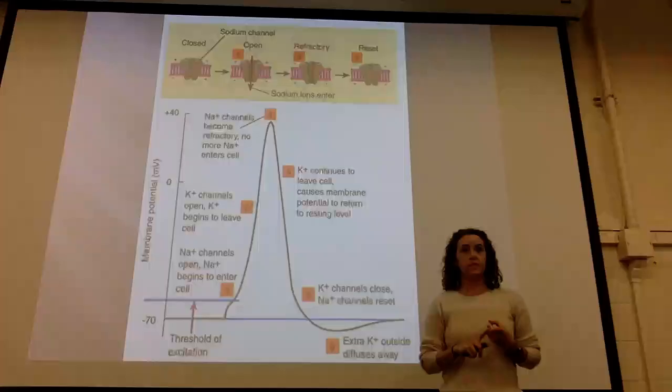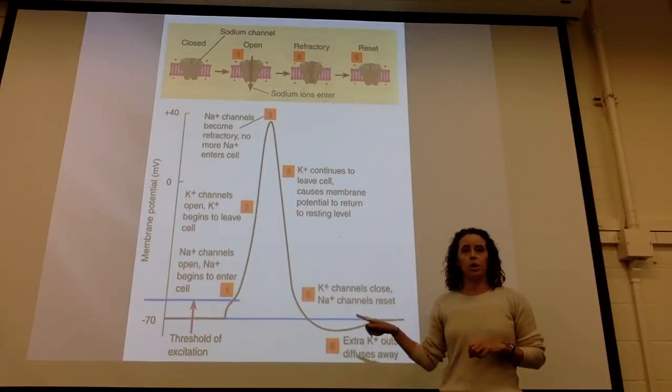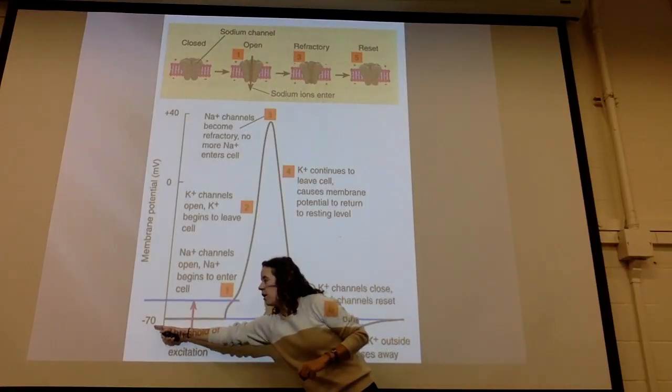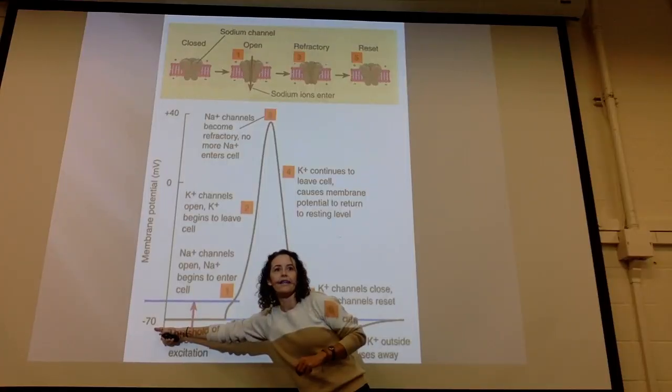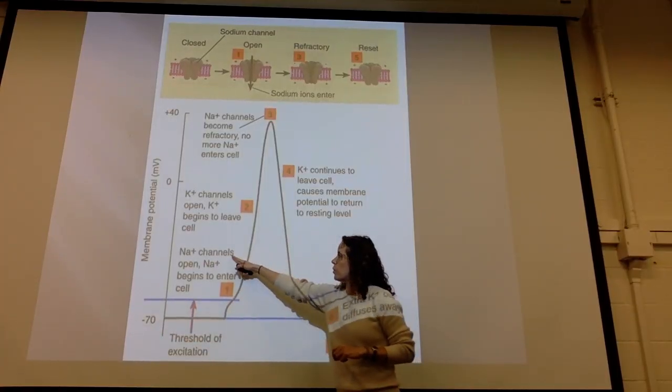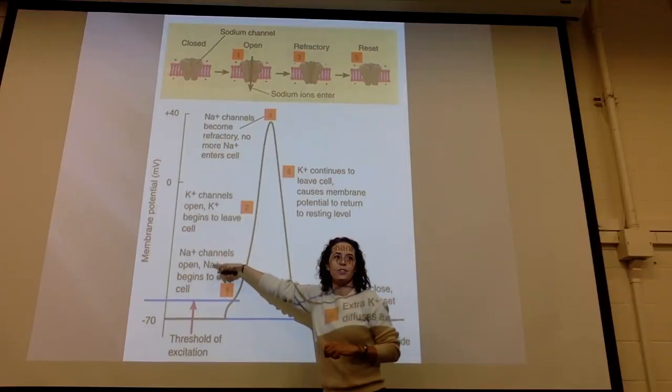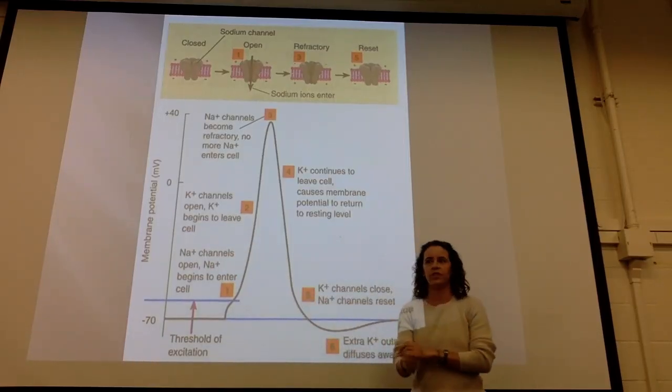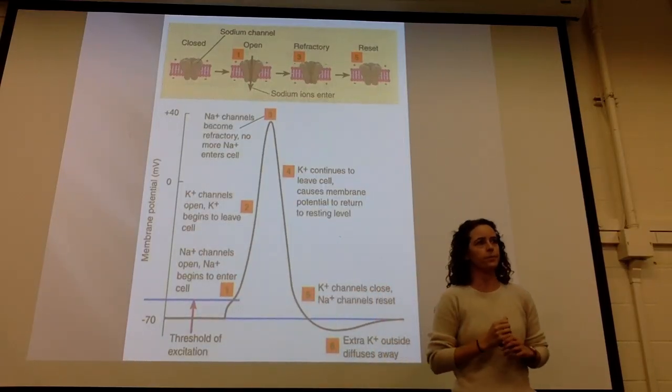So knowing the terms depolarization, repolarization, what they mean, knowing the actual number of what the resting state for neurons is, and which ions are involved are the types of things you'll see on the exam from this.